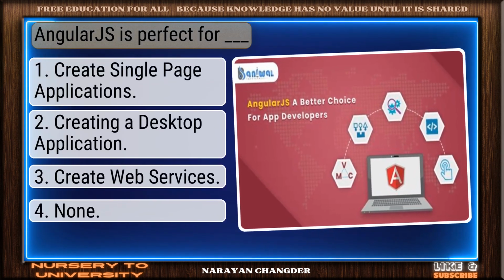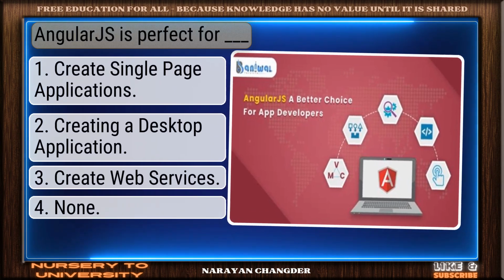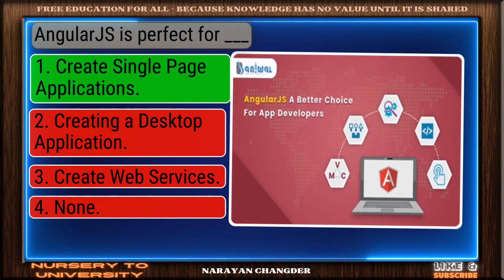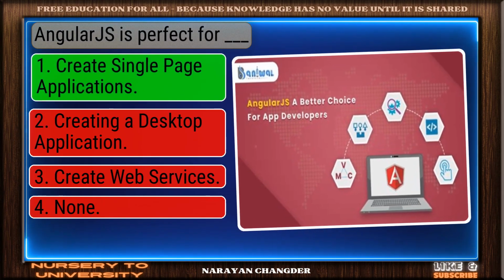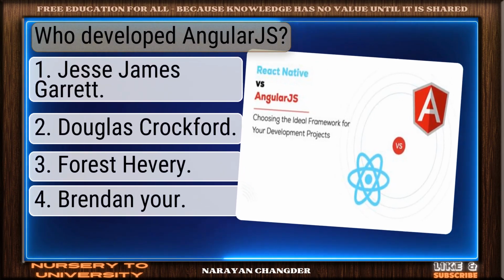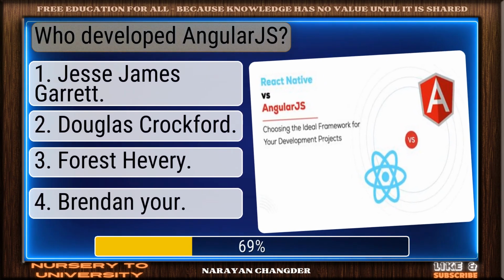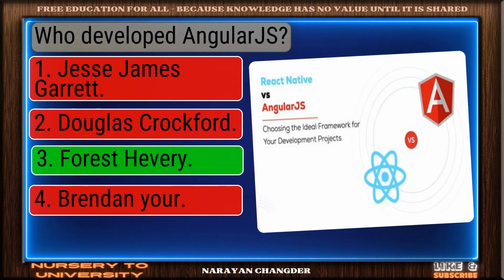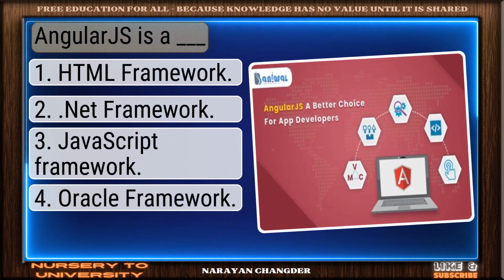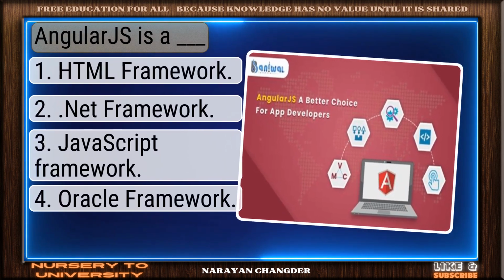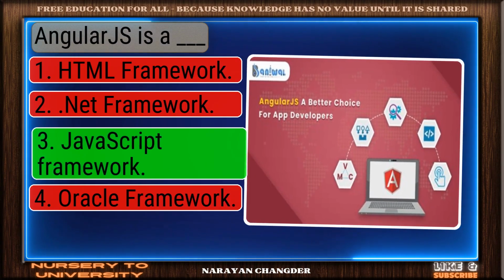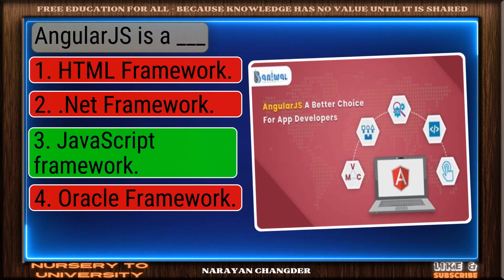Question number 45. Angularjs is perfect for dash. Sharp thinking. Create single-page applications is the right choice. Question number 46. Who developed Angularjs? Nice work. You chose Misko Hevery, and it is correct. Question number 47. Angularjs is a dash. Smart pick. JavaScript framework is the correct choice.